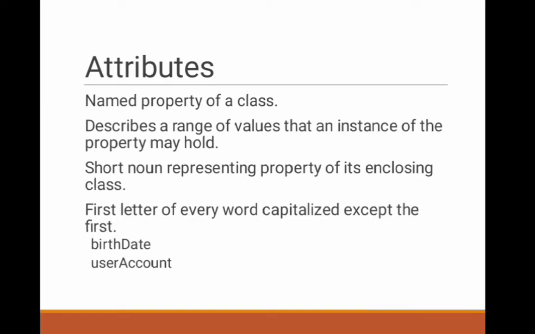Now, what is an attribute? It is a named property of a class that describes a range of values that an instance of the property can hold. It is a short noun representing the property of its enclosing class. The first letter of every word should be capitalized except the first. For example, b is small and D is capital, that is birthDate. UserAccount, these are all included as attributes.